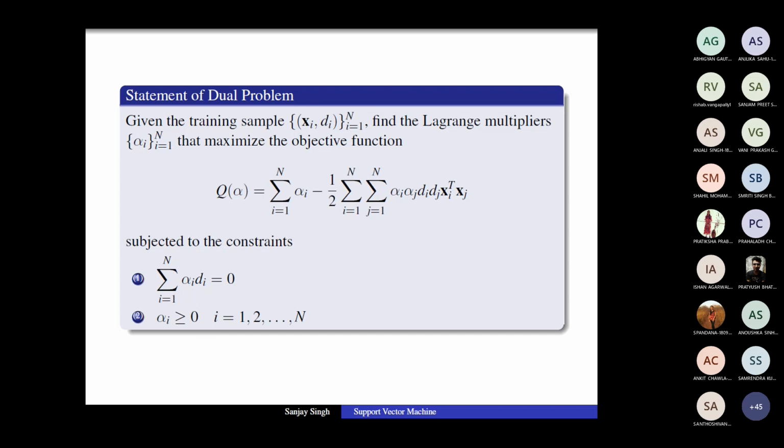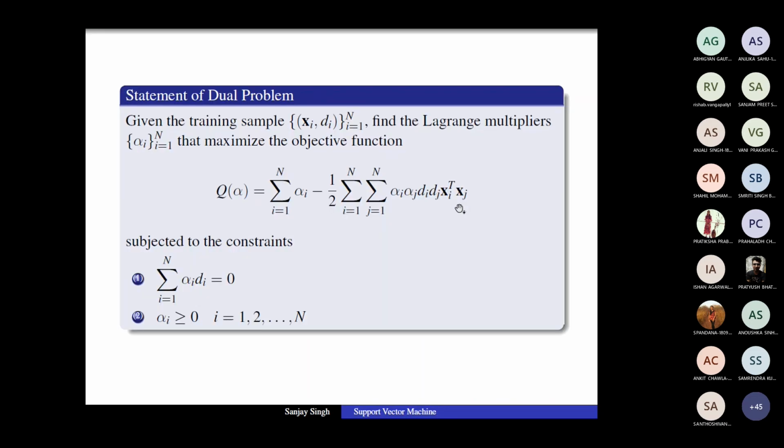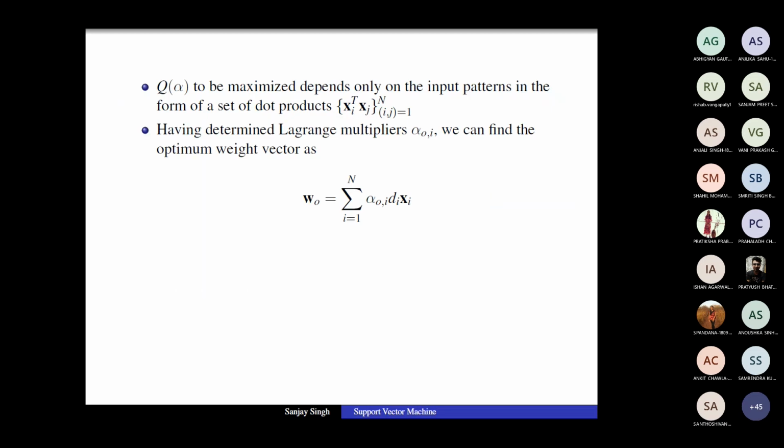So these are the things, and we wrote this one. The quantity to be maximized depends only on the input patterns in the form of a set of dot products. X_i and X_j are there, so only the dot products we required. Now suppose you have found this.